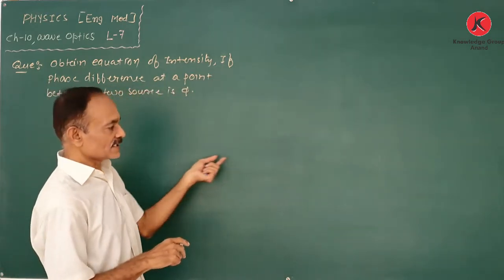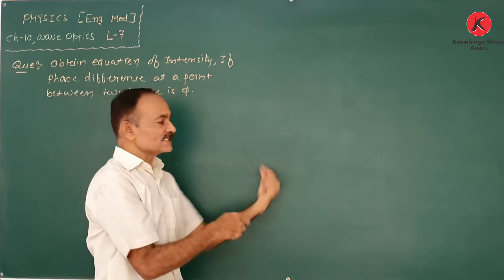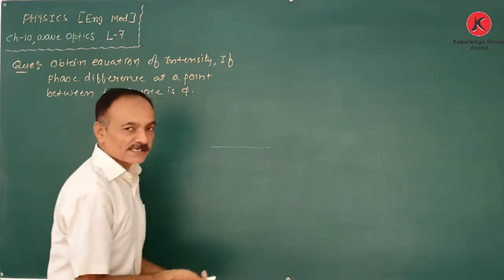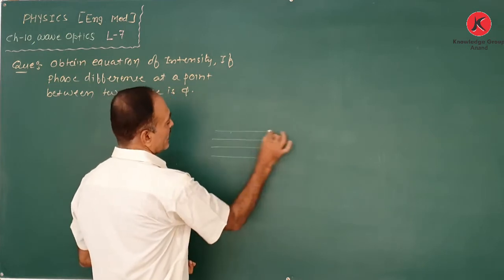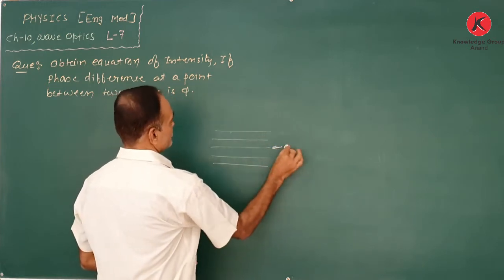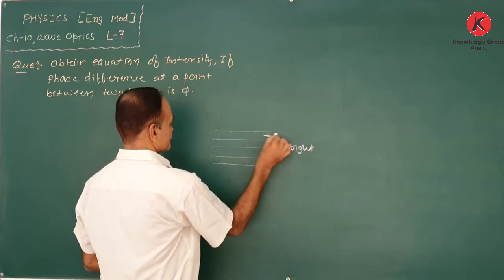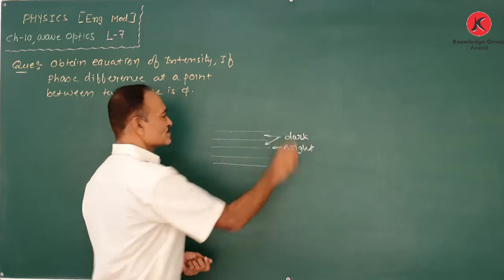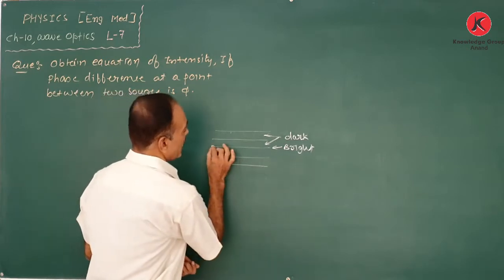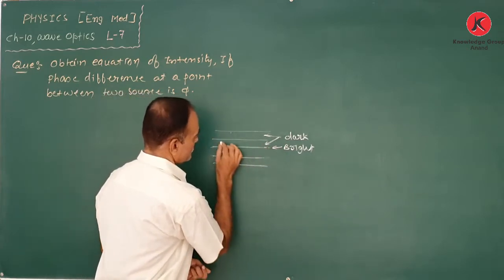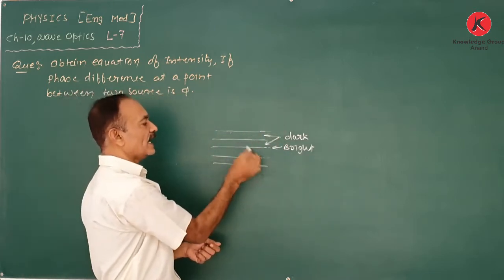Here, the first is the bright line. Just above and below this bright line, the dark fringes are obtained. Again the bright fringes, again dark, again bright. So these are the bright fringes, and these are the dark fringes. That means the intensity is not uniform. Due to the constructive interference, the bright fringes are obtained, and due to the destructive interference, this type of dark fringes are obtained.